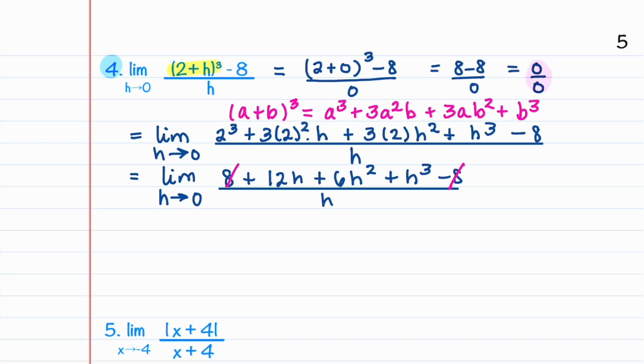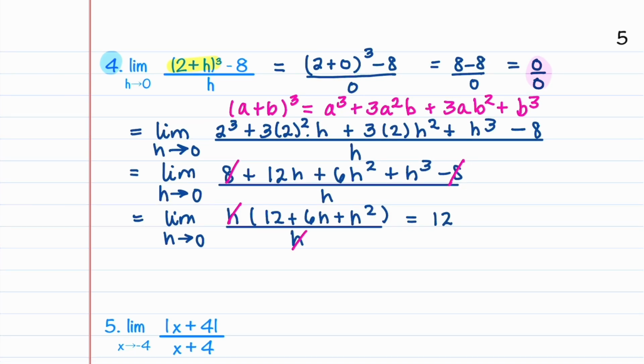Notice in the numerator that we have an h common to every term. So I am going to factor out an h, and we'll write this as the limit as h goes to 0. We'll pull out an h, and we have a 12 plus 6h plus h^2, all divided by h. Now you can see that our h's cancel, and we can just go ahead and substitute in that h is going to 0. This gives us 12 plus 0 plus 0, so our limit is equal to 12.